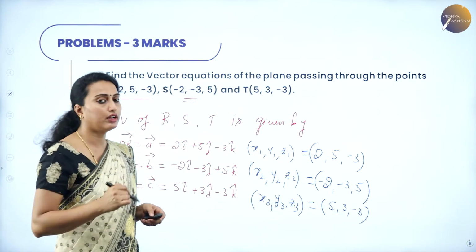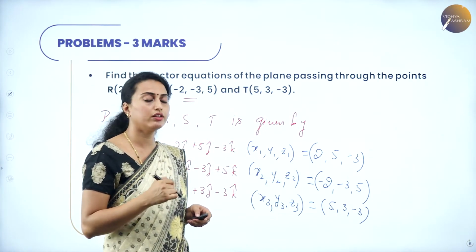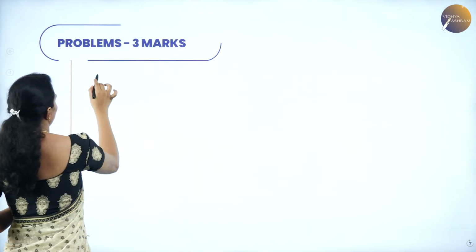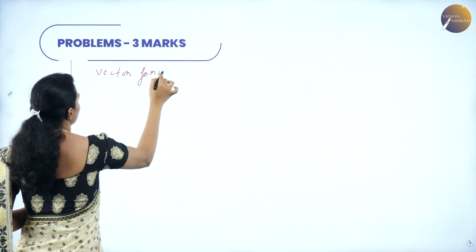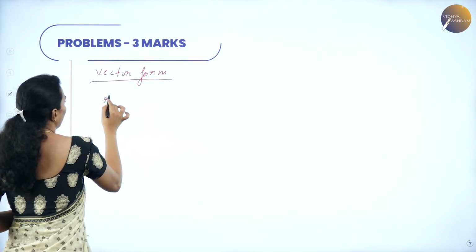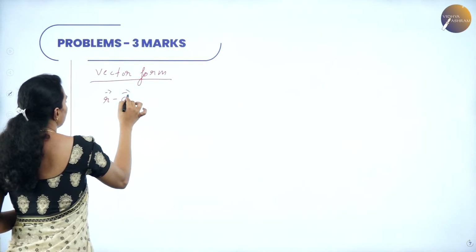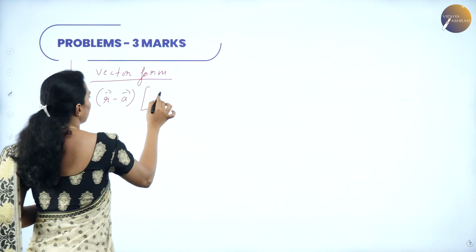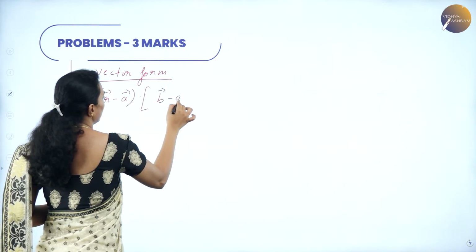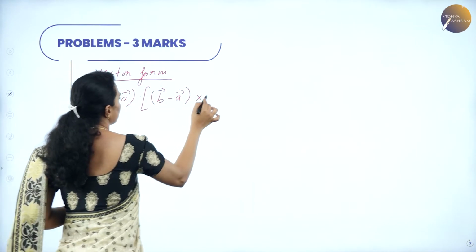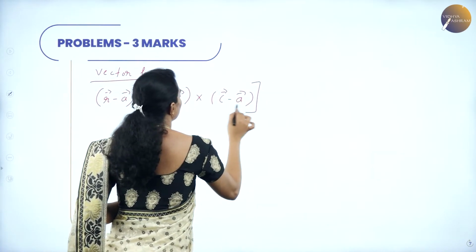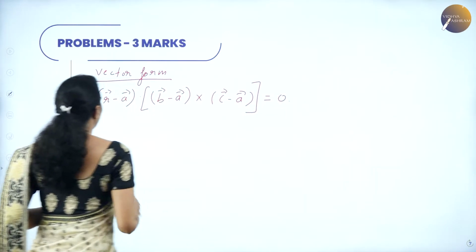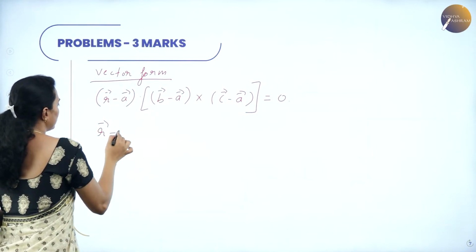Now, let me write the vector equation or the vector form. Now, what is a vector form? So, vector form or the vector equation is given by (r vector minus a vector) dot (b vector minus a vector) cross (c vector minus a vector) equals 0.